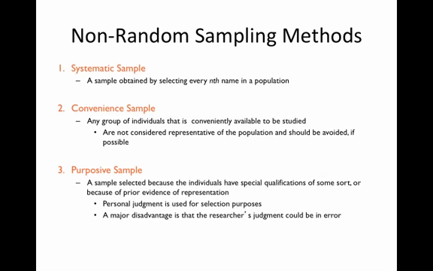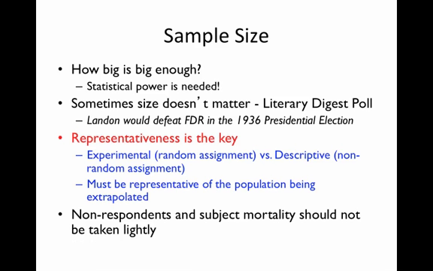A third type is a purposive sample, and this is where you're picking people based on a specific characteristic that they have or do not have. This is, again, not highly desirable, but there are certain investigations that you may have that you have to have a purposive sampling. So once you have your individuals, the question becomes, how large of a group is enough?